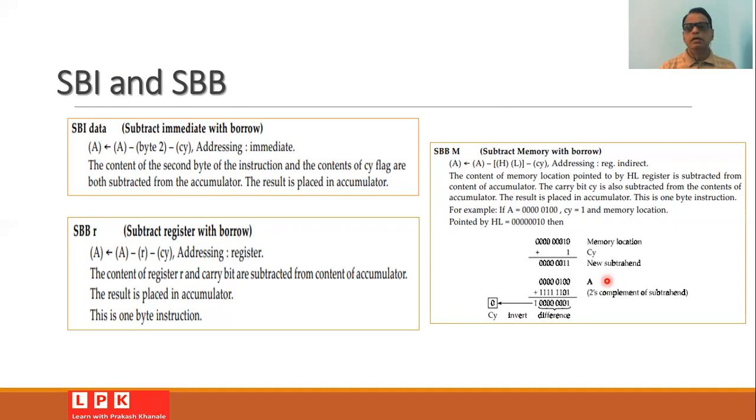And suppose the content of the accumulator A is 00000100, then you will find that we will obtain the 2's complement of the number that is to be subtracted, and that number is being added into the content of the accumulator, so that we will get the result, that is difference is equal to 00000001, and the carry is being generated, and that carry will be inverted to 0.